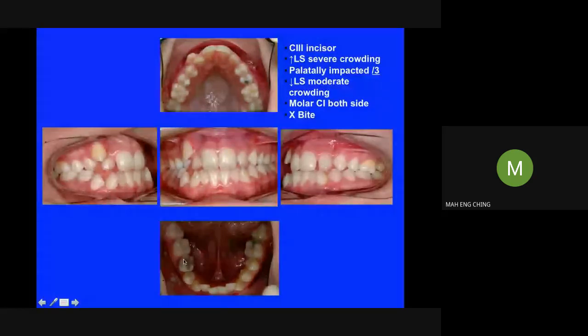Then we have impacted canine, maybe. We cannot see the X-ray, but we assume the worst. Like I say, without any clinical information or investigation, we assume the worst. So this one you see have palatally impacted canine. Okay, all right. We have impacted canine, which will give you 5I. 5I.